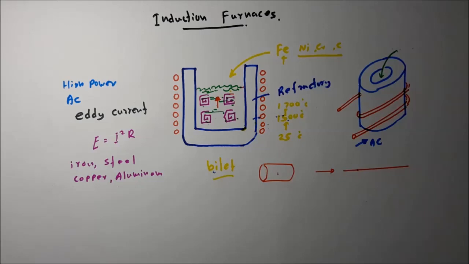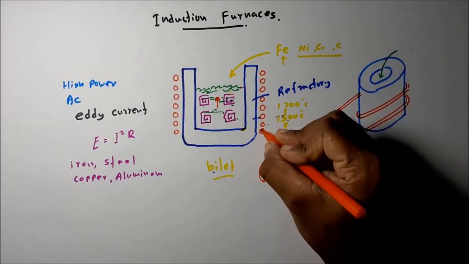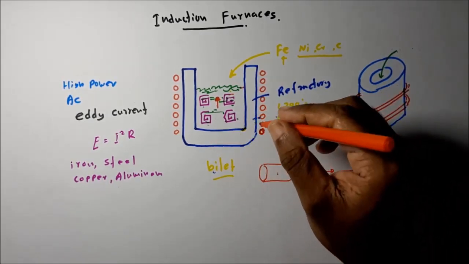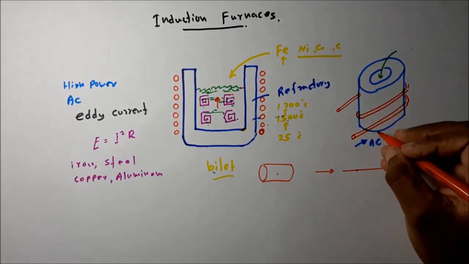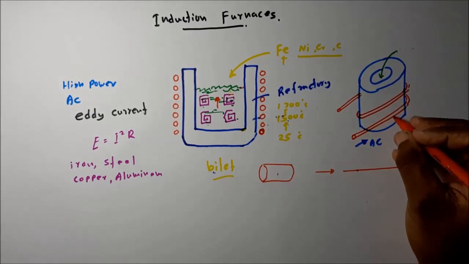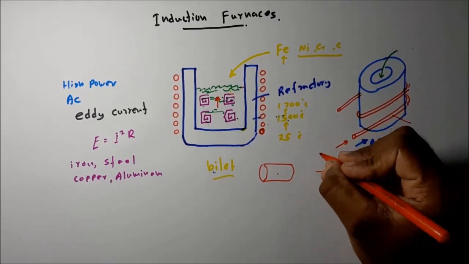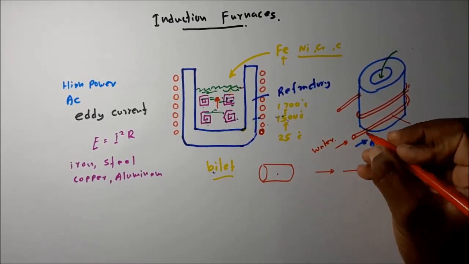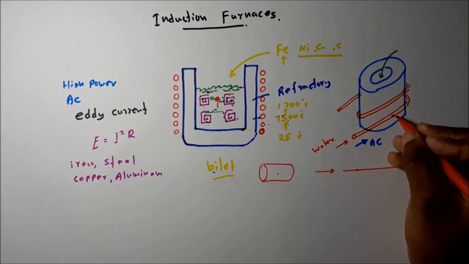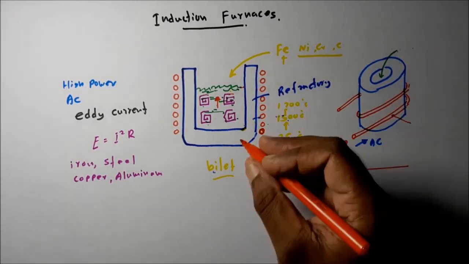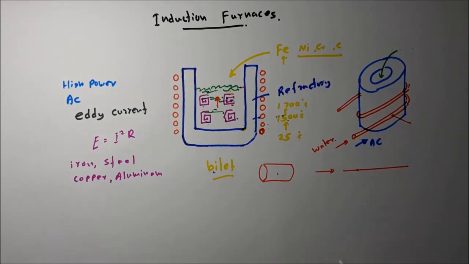Then the frequency is like a normal transformer. Why is a hollow copper coil used when transmitting the high power alternating current? This coil also gets heated. To avoid the fusion of this copper coil, water is passed through this hollow, as a cooling for the coil. Okay, clear? And this is the induction type furnace.